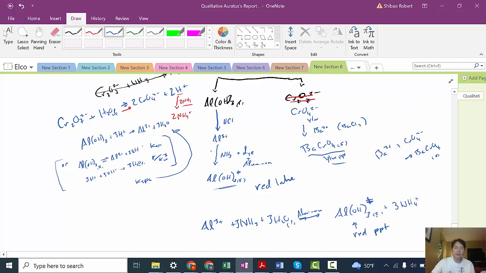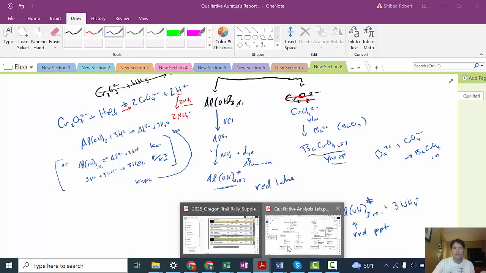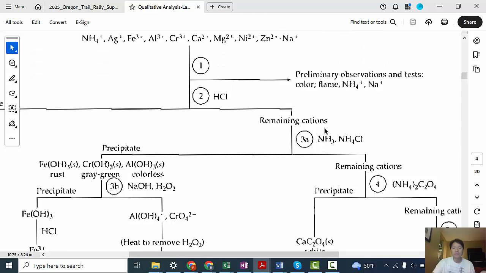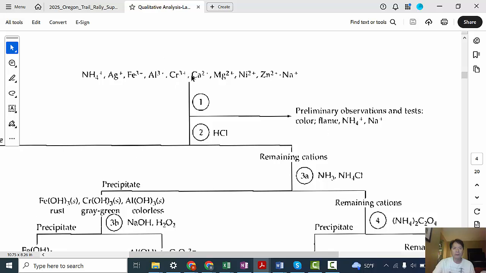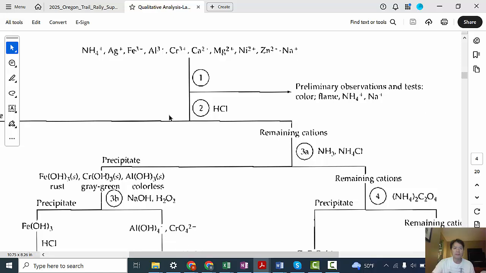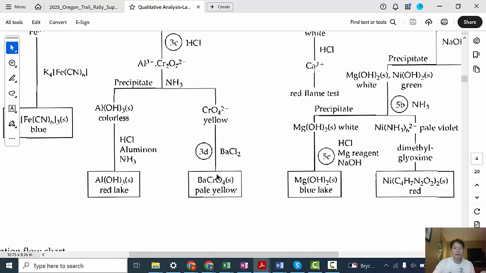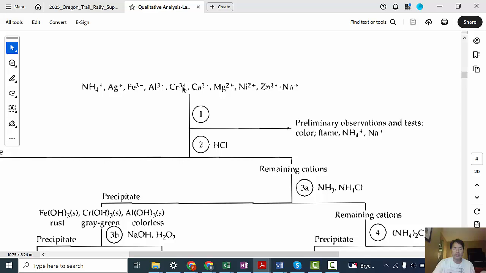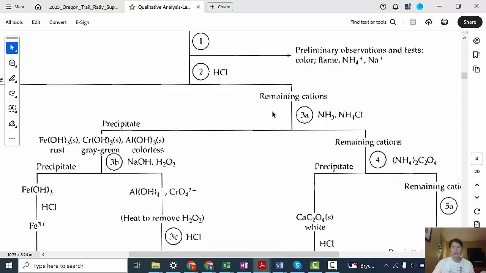All right, so we're going to look at the remaining reactions that we have. The remaining reactions are off this branch here. So we have the remaining cations. Oh, we weren't testing for barium, we were testing for chromium. And so this barium chromate precipitate means a positive test for chromium ion, chromium 3 ion in our original unknown. So now we're looking at calcium, magnesium, nickel, zinc, and sodium being left.